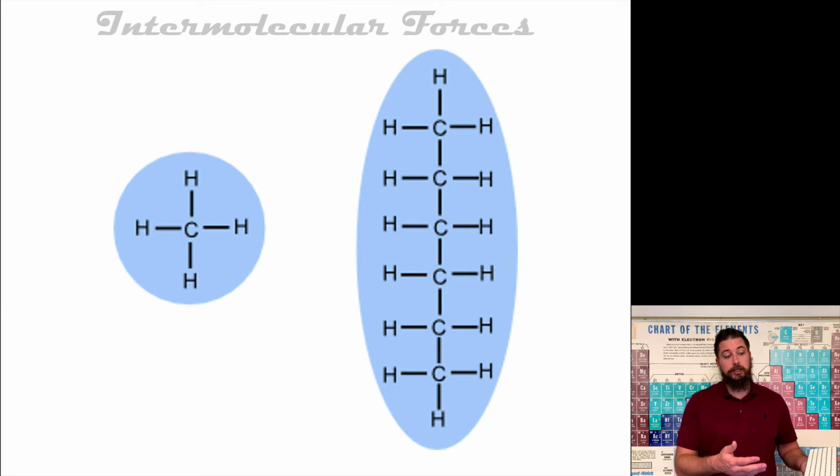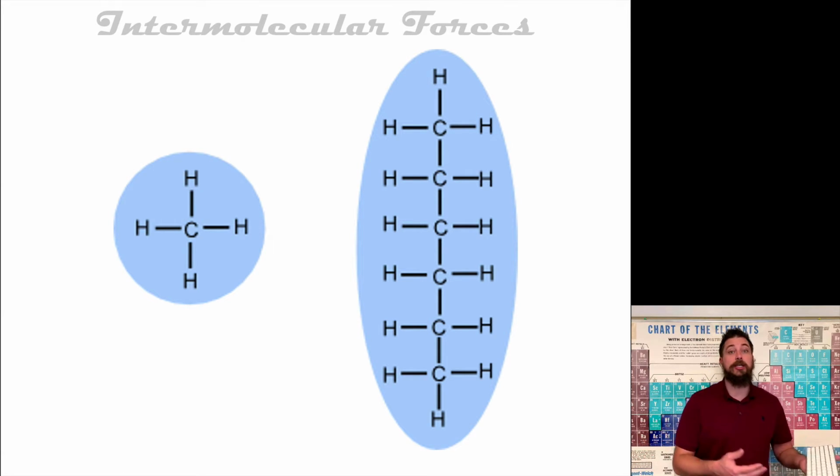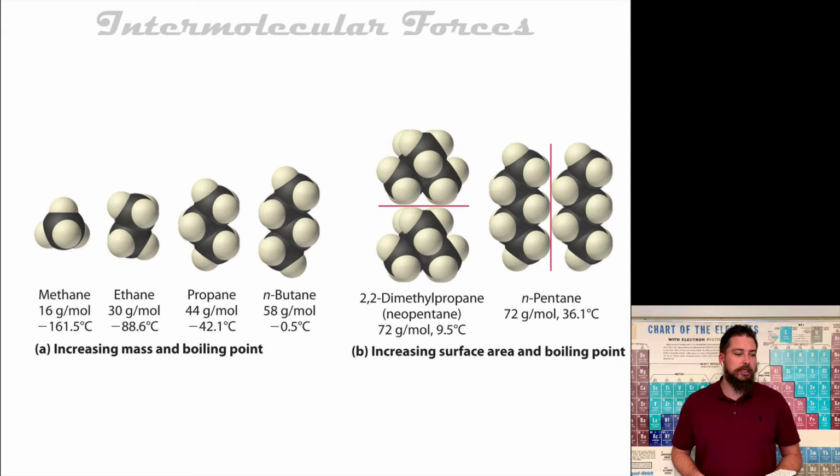So think about the electrons that are in these two molecules. Both of these molecules have electrons, and you can have a situation where all the electrons end up on one side of the molecule. Something that affects London dispersion force is surface area. If you have a molecule with a lot of surface area, that's a lot of exposure to having that dipole-dipole interaction. Here's an example of what I'm talking about.